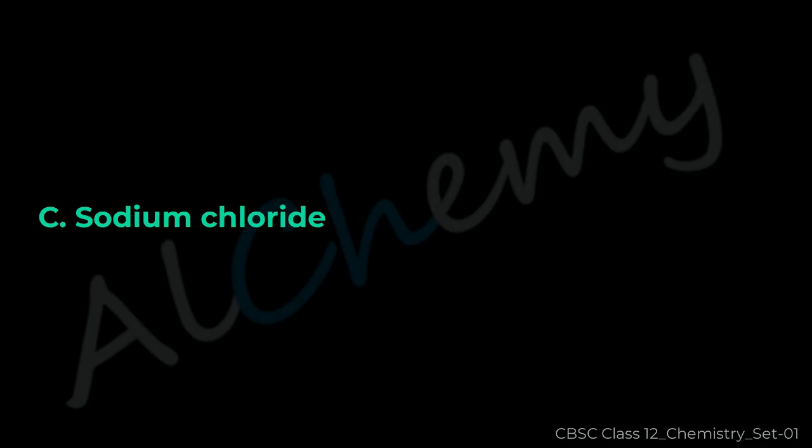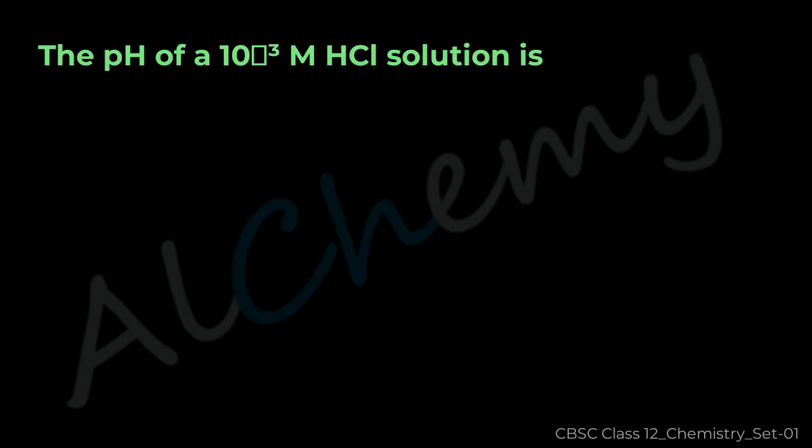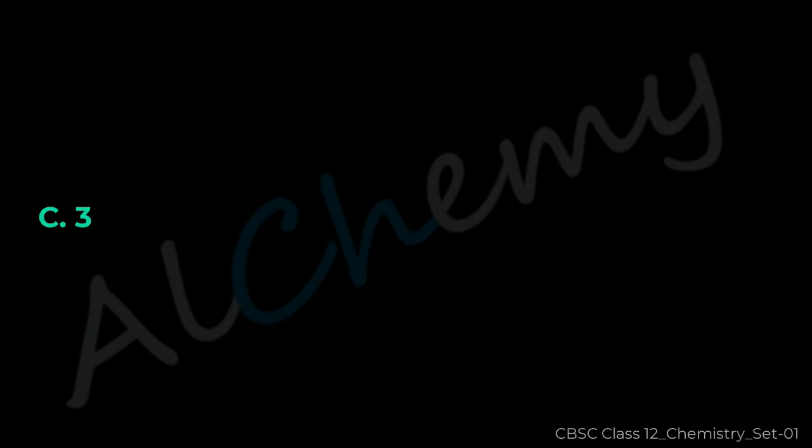Sodium chloride. Question 11. The pH of a 10^-3 M HCl solution is A. 1, B. 2, C. 3, D. 4. The correct answer is C. 3.